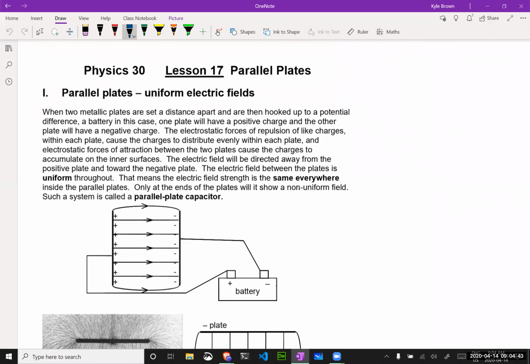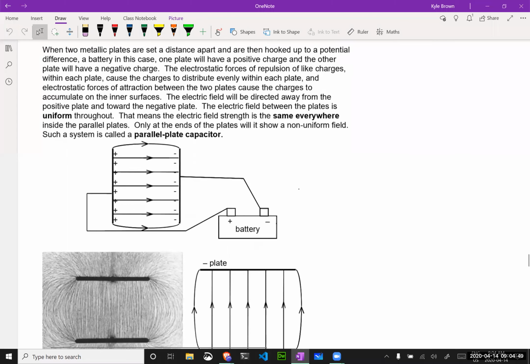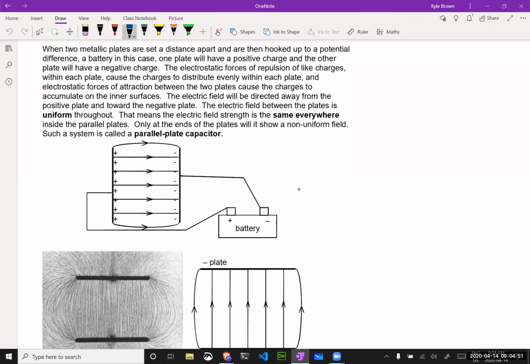Okay, lesson 17, parallel plates. What we're dealing with with these parallel plates, you can see in our picture, we've got a battery. And then on the negative terminal of your battery, we've got that attached to a plate. So these are going to be parallel plates that we have going on here. There's one plate, and then there's the other plate on the other side.